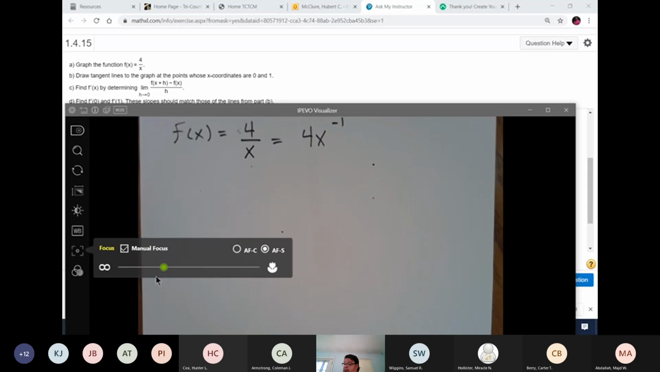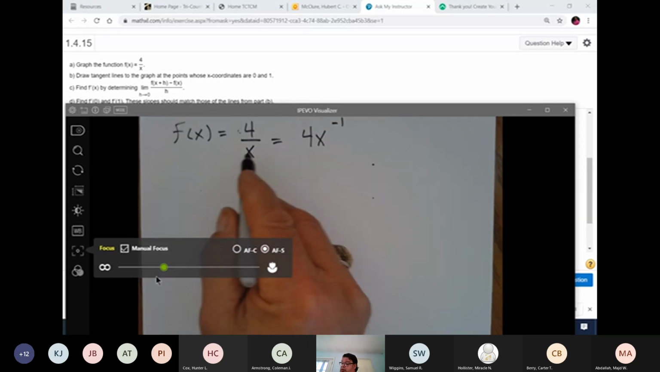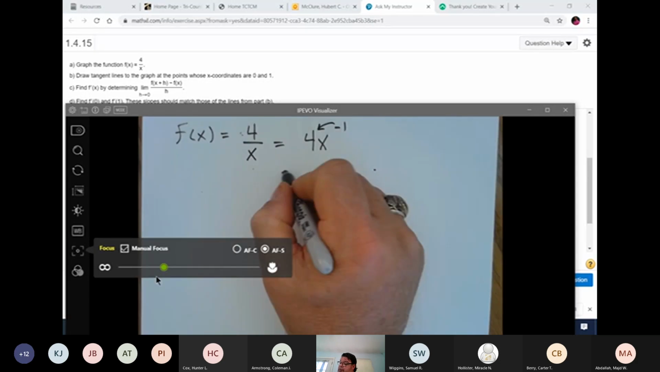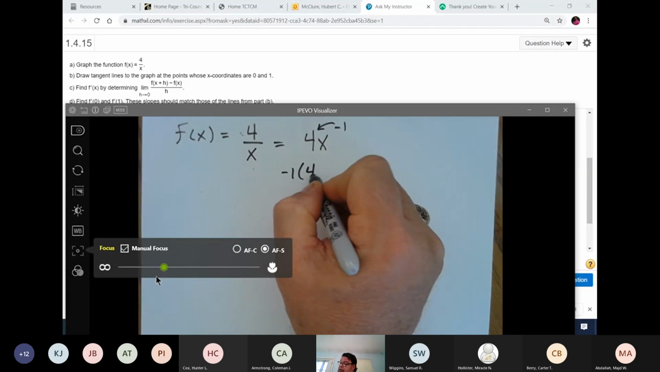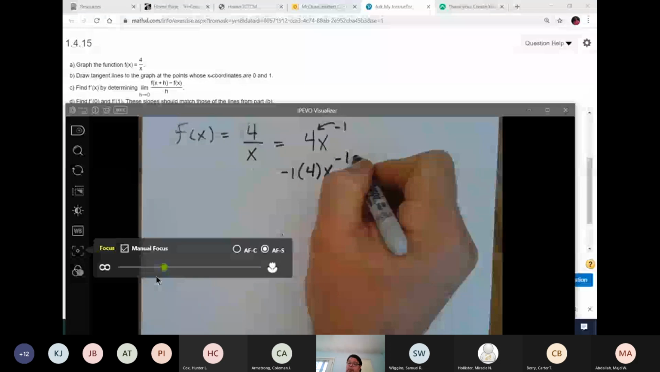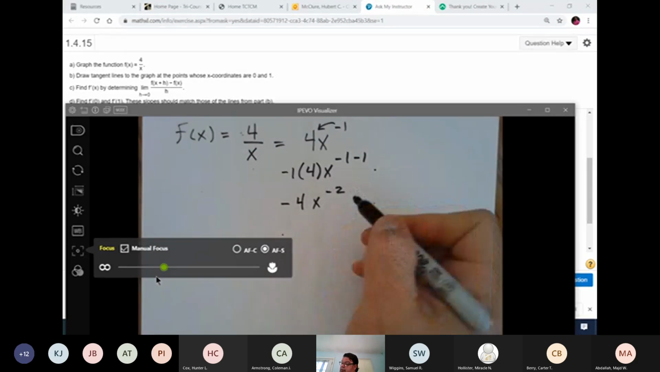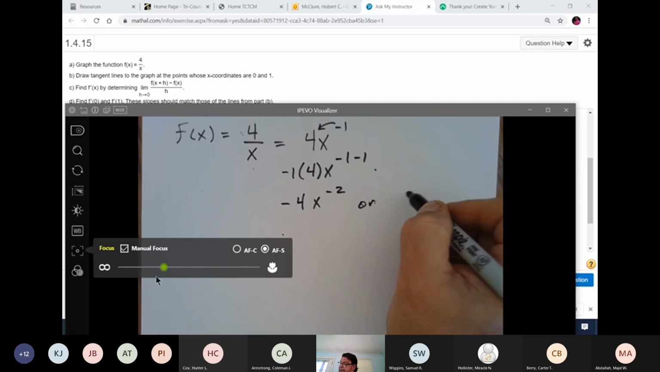All right, so there's that. And then use the power rule. Negative 1 times 4, x to the negative 1 minus 1. And that's going to be negative 4, x to the negative 2. No, it's negative 4. Should be negative 4 over x squared.